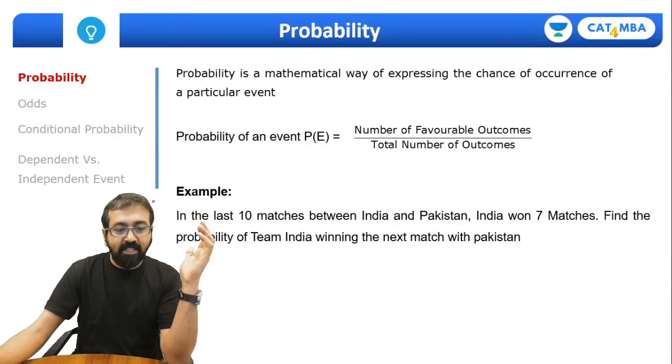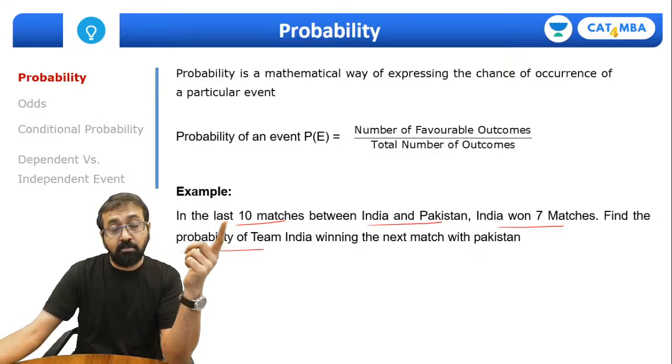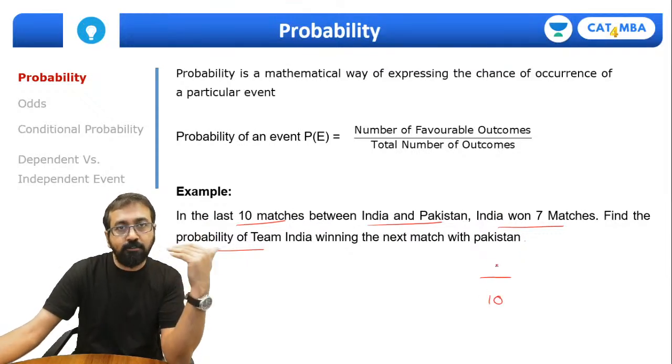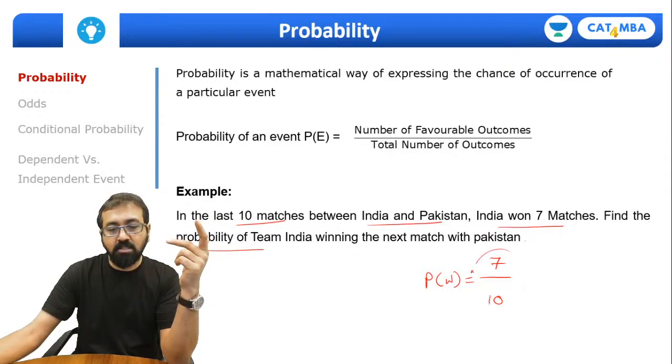Let's take one more example. In the last 10 matches between India and Pakistan, India won 7 matches. Now find the probability of Team India winning in the next match against Pakistan. So can I say out of the past 10 matches, 7 results have come in favor of India. So the probability of India winning the next game is 7 by 10.